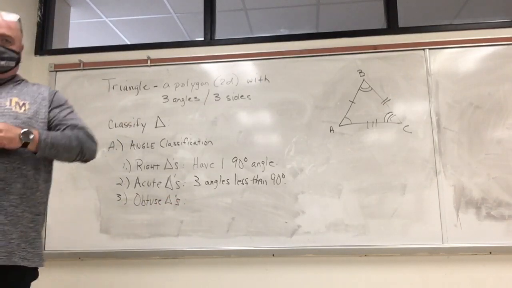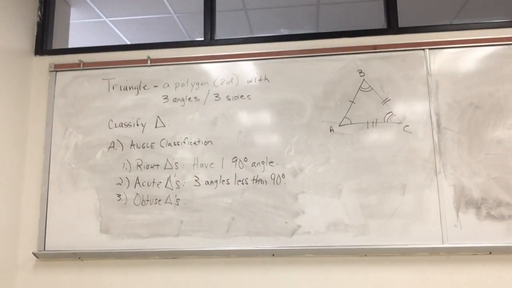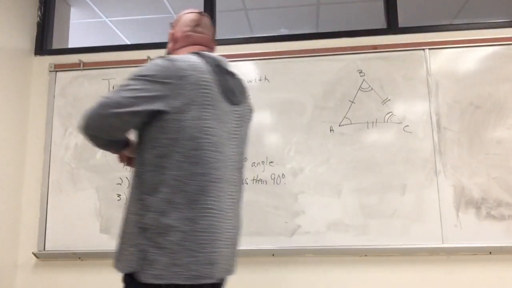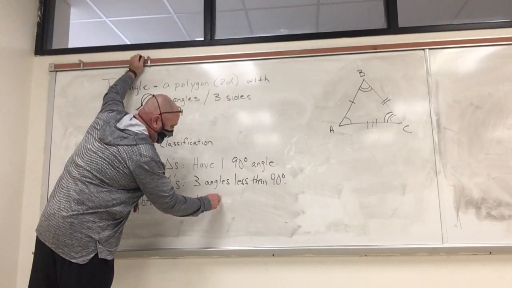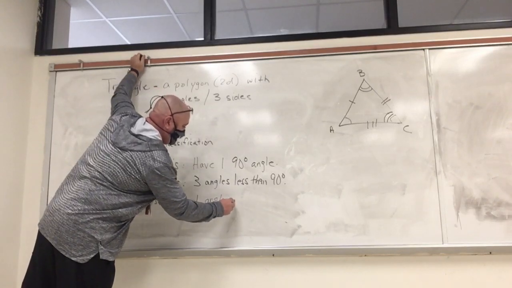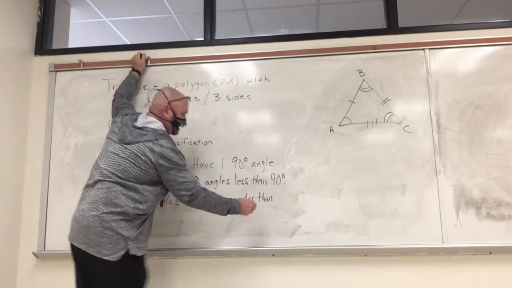Here's where it gets hairy. Lots of people think that all three angles are obtuse. No, you can't do that. You can't even have two angles that are obtuse in an obtuse triangle. So you must have one and only one angle that's obtuse. And what does the word obtuse mean? It means more than 90 degrees. So an obtuse triangle has one angle greater than 90 degrees.